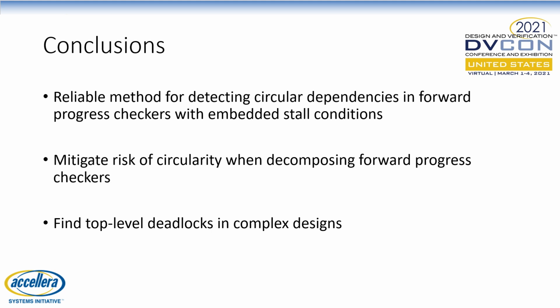In conclusion, we have discussed a method for reliably detecting circular dependencies in a set of forward progress checkers with embedded stall conditions. We can use this method to mitigate the risk of circularity when decomposing the forward progress checker, as we did in the case of virtual channels. Also, we can use it to find top-level deadlocks in a system of complex blocks, as we did for the slices of the cache controller.